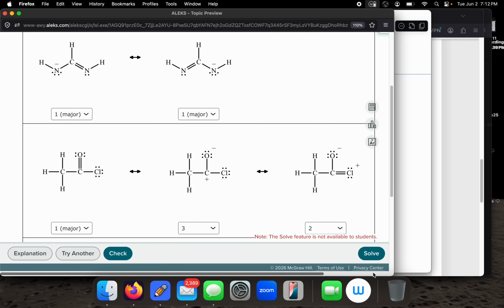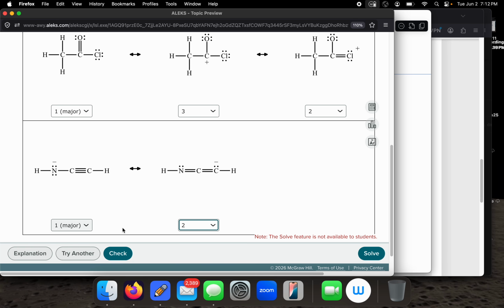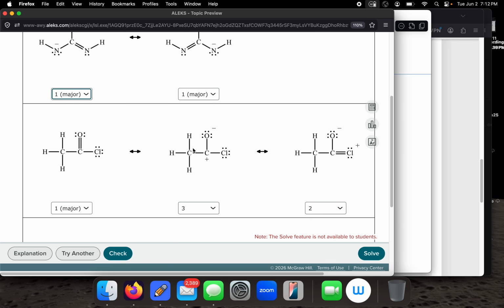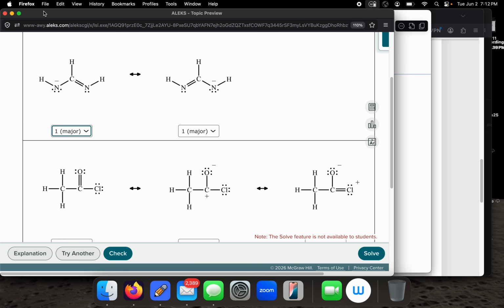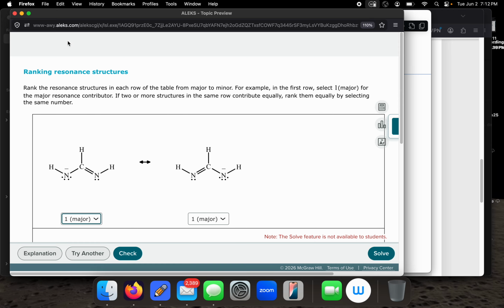Okay, so I'm going to click solve, and it's going to say 1, 1, 1, 3, 2, and 1, 2. Ready? Okay, let's suppose that's enough, and then I'll hear back from you if you want more.